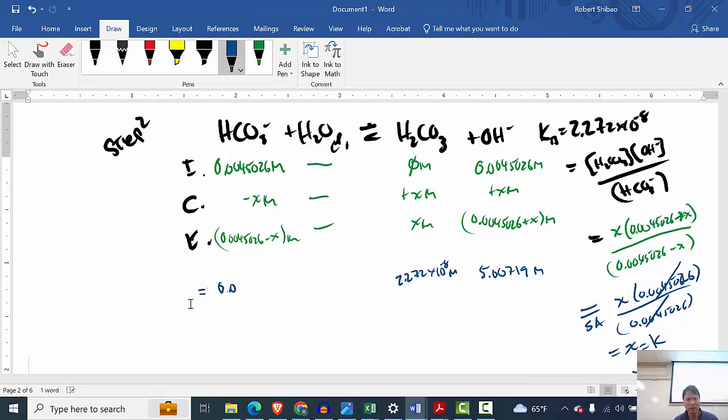Maybe I miscalculated the other one. Let me double check the other calculation. 0.0450257 molar. And so let me double check this last calculation over here. 0.0045026 plus 2.272 times 10 to the negative 8. Oh yeah, I did. I screwed up this calculation, sorry. Actually, let me get it in decimal form so you can compare. 0.0045026.